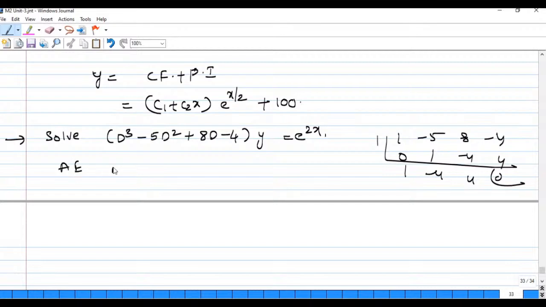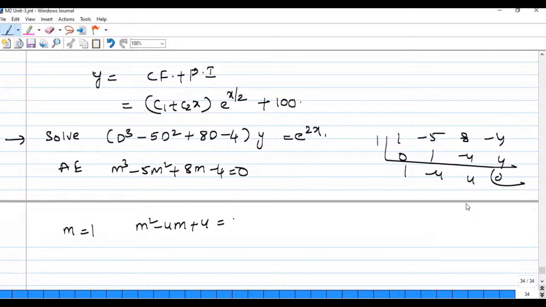The auxiliary equation is m cube minus 5m square plus 8m minus 4 equal to 0. m equal to 1 is one root, and the quadratic is m square minus 4m plus 4. What are the other two roots? 2, 2. So m equal to 1, 2, 2. Then what is the complementary function?